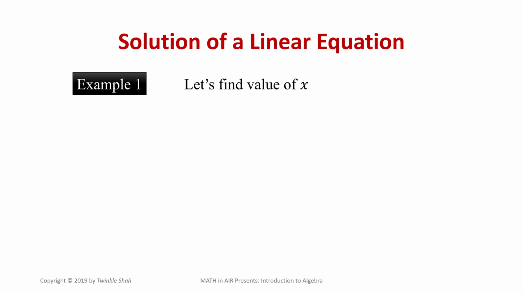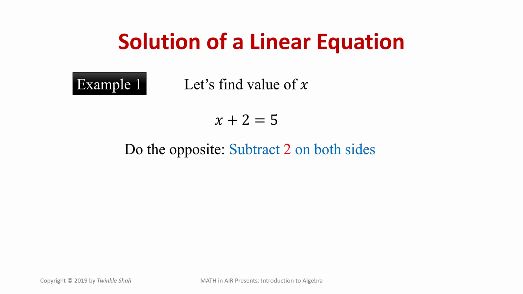Today we will learn how to find the solution of a linear equation. Let's find the value of x for a given linear equation x plus 2 is equal to 5. To find the value of x, we want to isolate variable x. The way we can do it is by moving the positive 2 to the right hand side of this equation. In order to do that, we have to create equivalent linear equation by subtracting 2 on both sides.